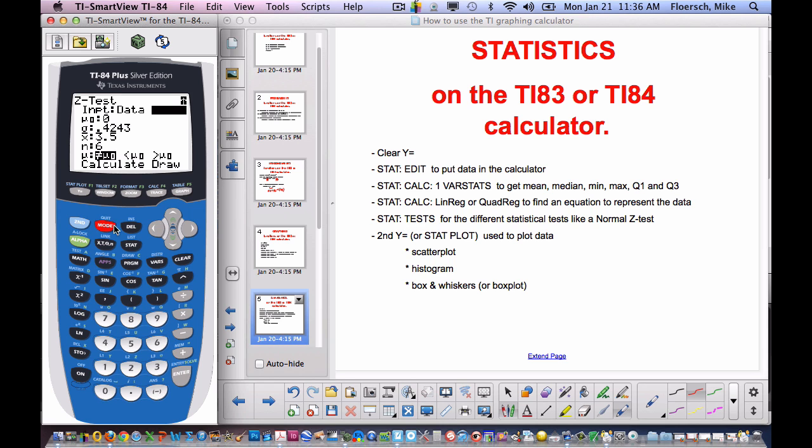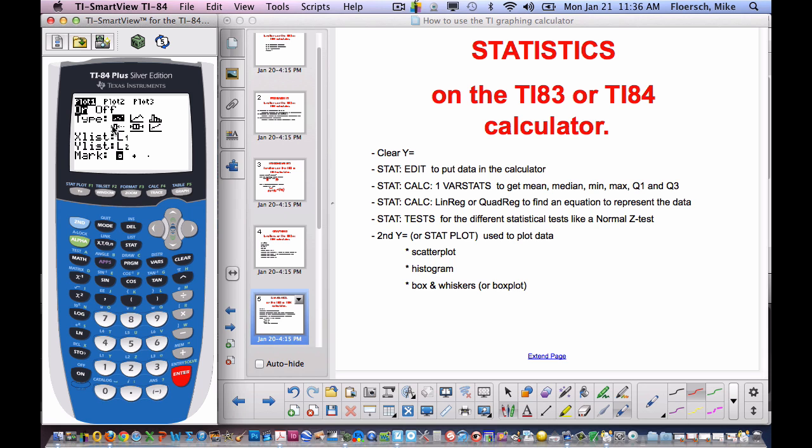Let's say I want to graph the data that I have sitting in my calculator. This time I'm going to go to second y equals, which is stat plot. I'm going to hit number 1, and I'm going to highlight the on. I'm going to turn it on. What kind of graph do you want? Scatter plot, a scatter plot that has lines connected, a histogram, which would be the third one, or a box and whiskers, which is the 5th one.